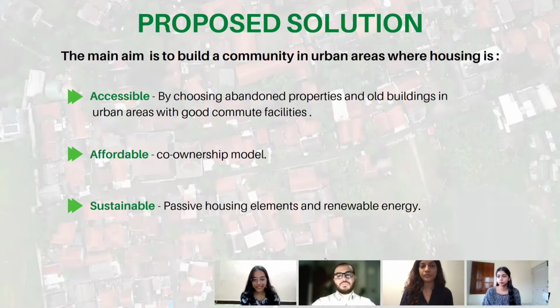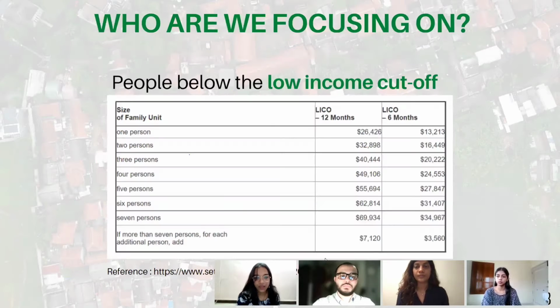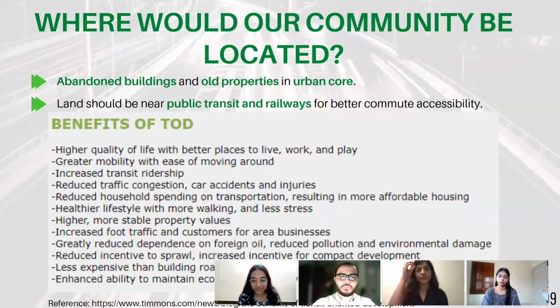So we're going to be incorporating the 3 key aspects, that is accessibility, affordability, and sustainability, into our model. We're going to be choosing abandoned properties and demolished buildings and retrofit them sustainably and also make it affordable using our financing model. We'll be focusing on people whose income level is below the low income cutoff according to Canadian regulations. What land are we looking for?